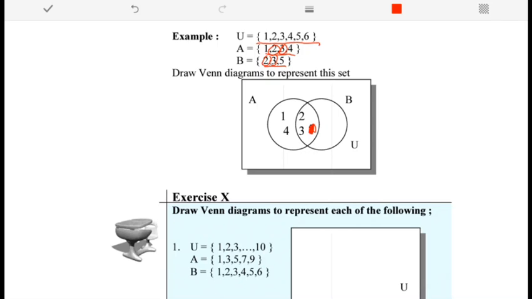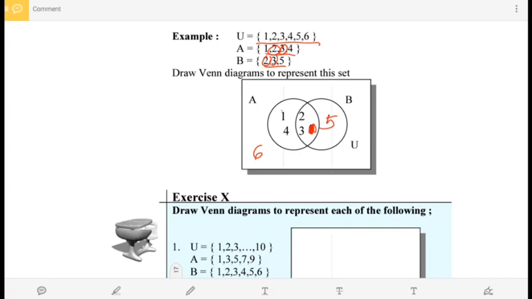Then your 5 is not a part of A, so 5 must be only in B, outside the common part between A and B. And 1 and 4 are also not part of B, that's why they are outside the other circle. That's how we represent it. And then something is missing. We have 1, 2, 3, 4, and 5. What about 6? Where is your 6? 6 is not a part of A and B, so 6 must be outside your two circles. That is how we represent the given sets using a Venn diagram.